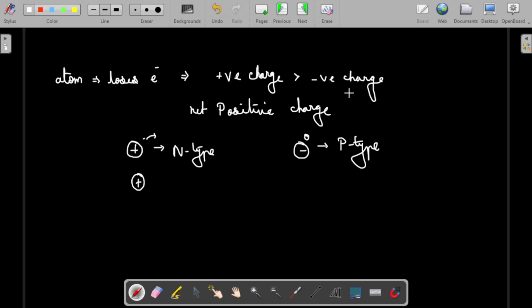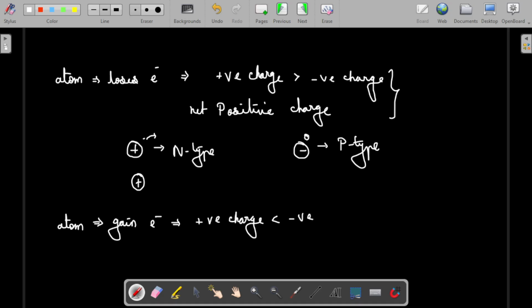This is how, when an atom loses an electron, it becomes a positively charged atom. If an atom gains an electron, what will happen? The negative charge quantity will be more, so the positive charge will be less than the negative charge.